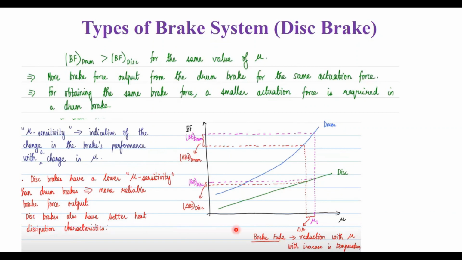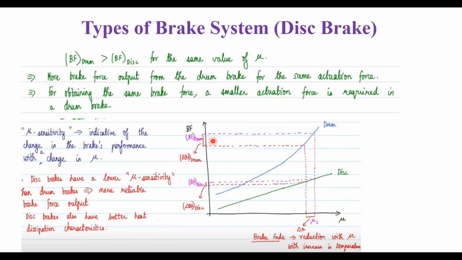Also, the disc brake has better heat dissipation characteristics compared to the drum brake. So these are the ways you can compare the drum brake with the disc brake. One advantage of the drum brake is that the brake factor is going to be higher. When you have a high brake factor, the net brake force output is going to be higher for the same actuation force. And even for a smaller actuation force, you can have the required amount of brake force for the drum than for the disc.